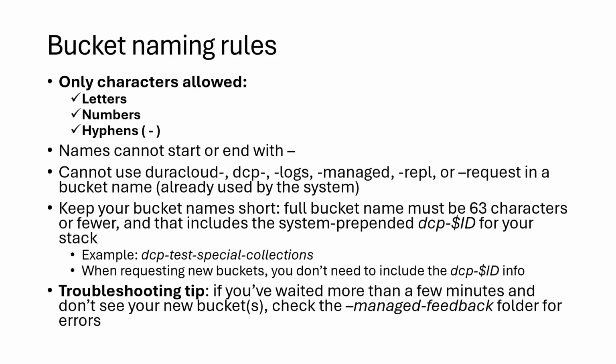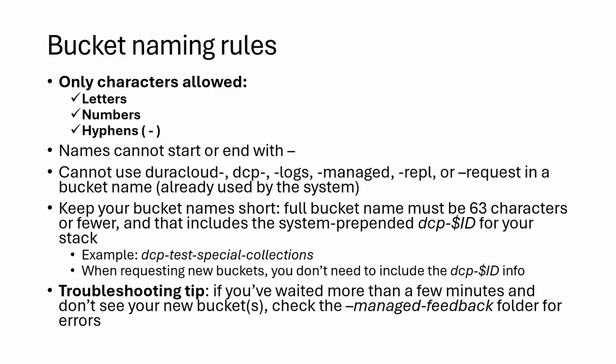Unlike the file name for the text file you use to request new buckets, naming the buckets themselves is very important and is often the cause of errors. No special characters are allowed, including underscores, only alphanumeric characters and hyphens. Bucket names cannot start or end with hyphens because the hyphen is part of the general naming structure used by AWS S3. There are also a few reserved bucket names already used by the system, including the DuraCloud and DCP prefixes, as well as logs, managed, REPL, that means replication, and request, all of which you will see as part of your DuraCloud Preserve account.